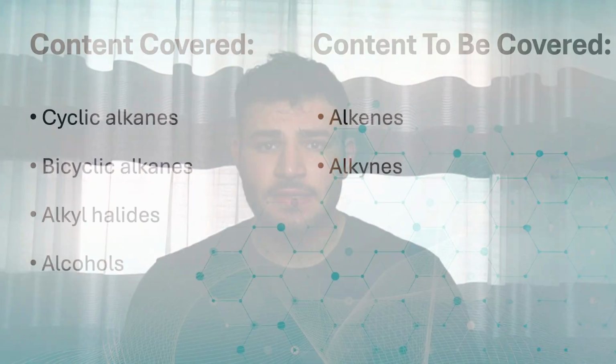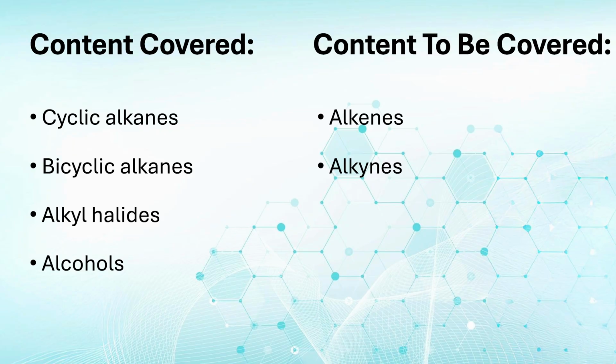In the past couple videos, we learned how to name alkanes according to IUPAC rules. The alkanes we went over included cyclic alkanes, bicyclic alkanes, and we even learned how to name alkyl halides and alcohols. But what if we have an alkene or an alkyne? How do the rules change?